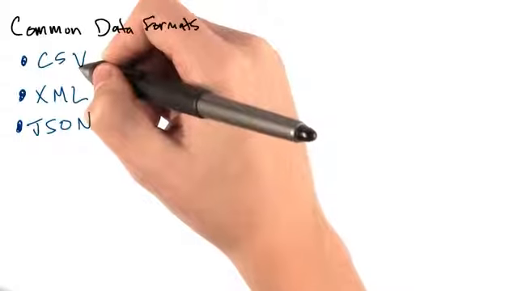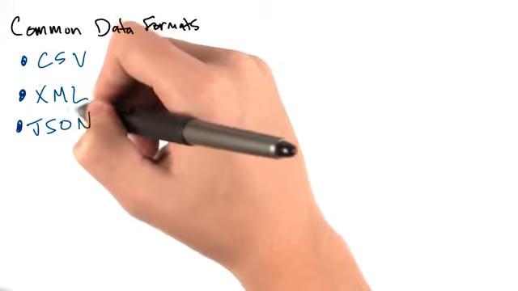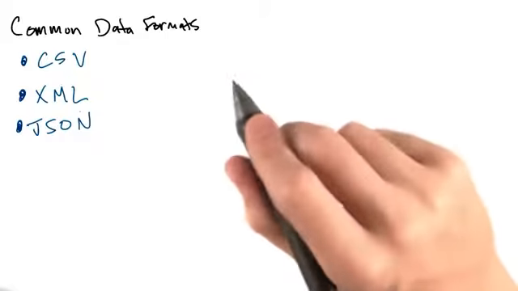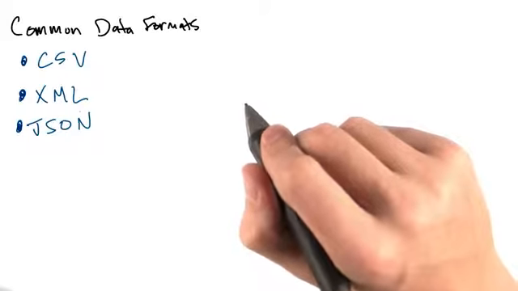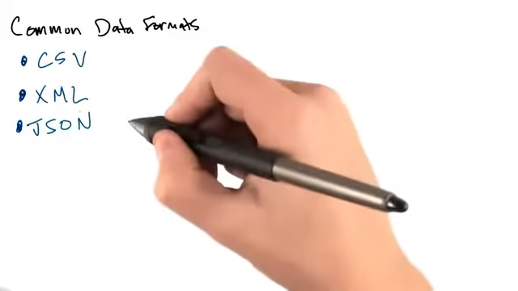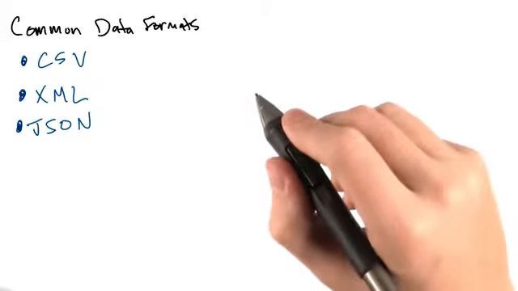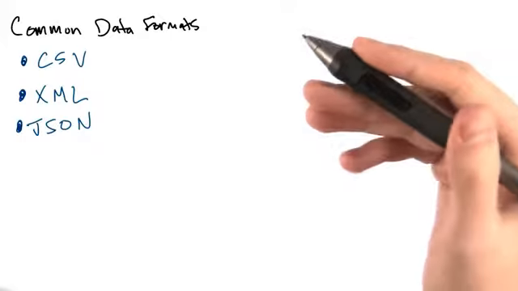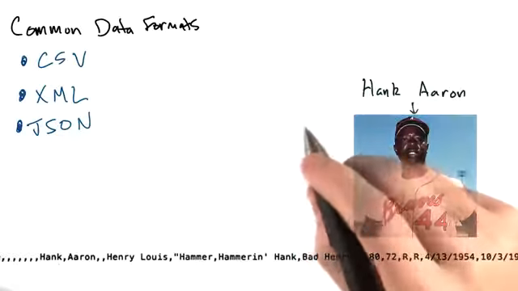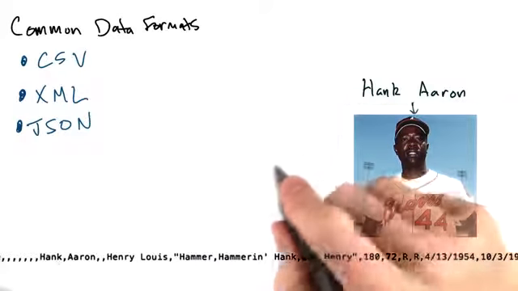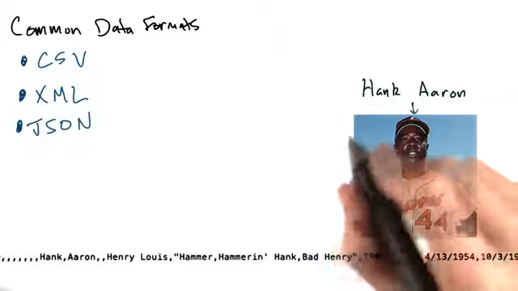Three of the most common data formats are CSV, XML, and JSON. I want to quickly discuss what one record in the Lahman Baseball database would look like in each of these different formats. It just so happens that the first row in this dataset corresponds to a pretty famous baseball player, Hank Aaron. Let's first discuss what this data looks like in the format we originally downloaded it in, CSV.